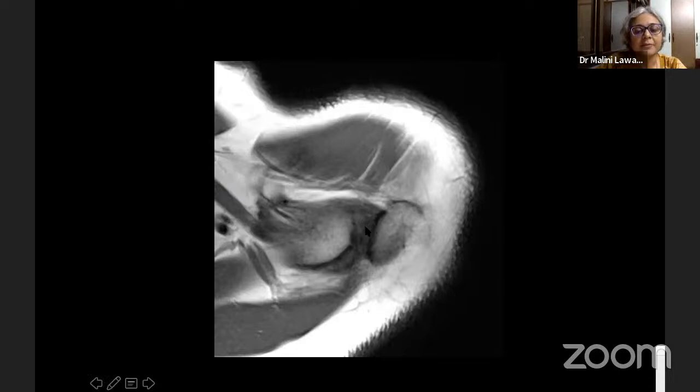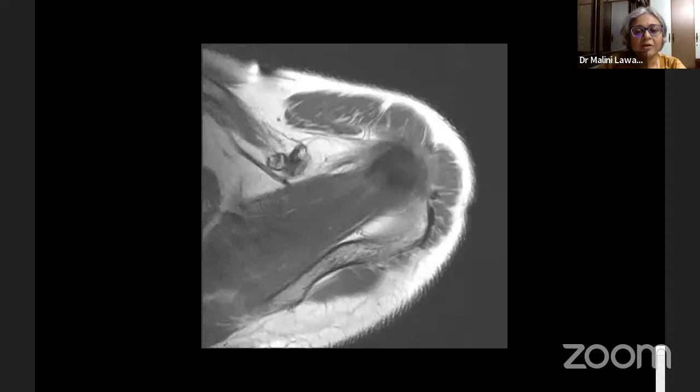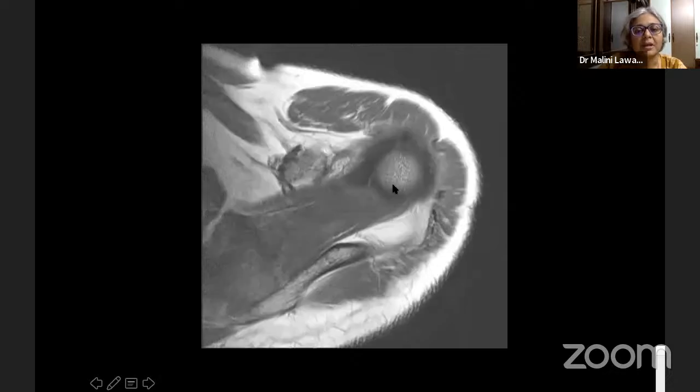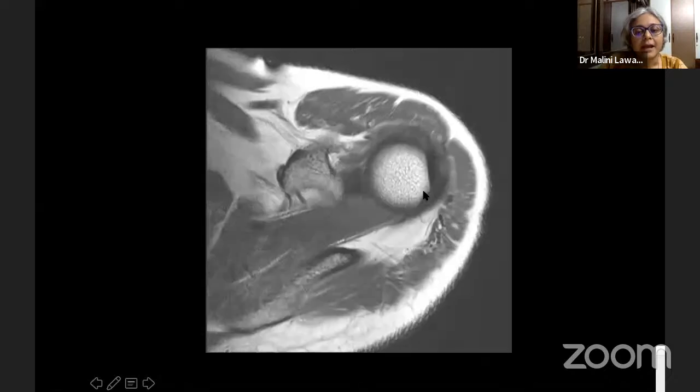So this here is the acromioclavicular joint. As we go inferiorly, we can see the supraspinatus muscle. This is the supraspinatus muscle. And this here, this white insertion, is the supraspinatus tendon insertion. Anterior deltoid and the posterior deltoid. This here is the long head of biceps tendon arising from the superior supraglenoid tubercle and going anteriorly. And this here is the infraspinatus insertion.